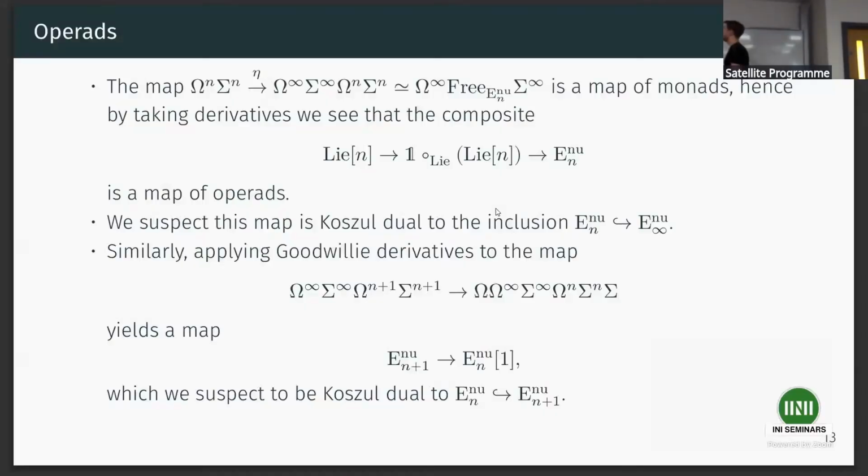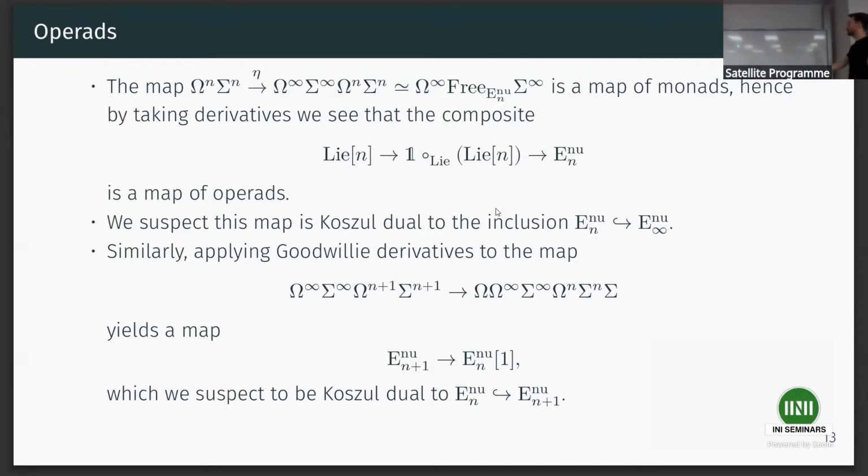And similarly, you can also apply Goodwillie derivatives to other things. Another example in the same vein is you can apply it to this co-assembly map, which is going to give you a map of this form. So a wrong-way map between En operads. And we suspect that this is Koszul dual to the usual inclusion of the En into the En plus 1 operad.